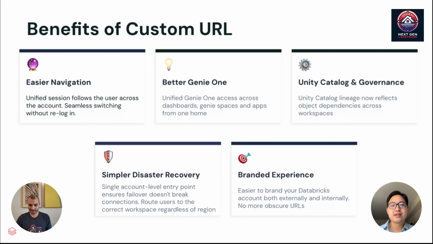The second is a much better Genie One experience. Genie One, again, is our business user-facing interface where you can get access to dashboards, Genie spaces, and apps from one single place. This makes it a lot more seamless for your business users to access Databricks, right? Instead of going to arbitrary, awkward URLs, you can just give them one single URL to share, and that is that one entry point, right?